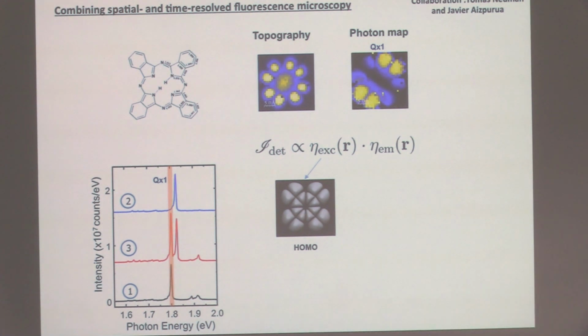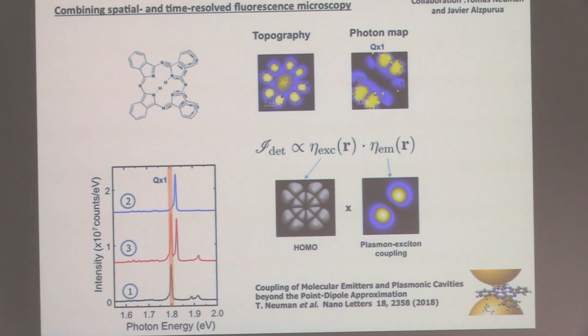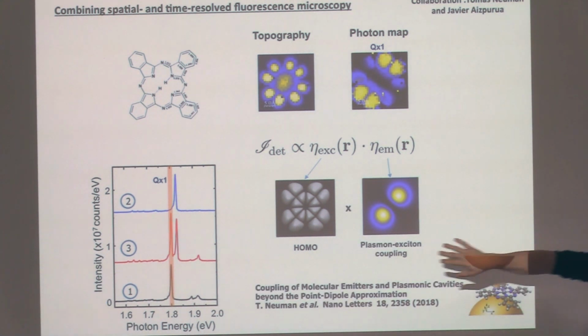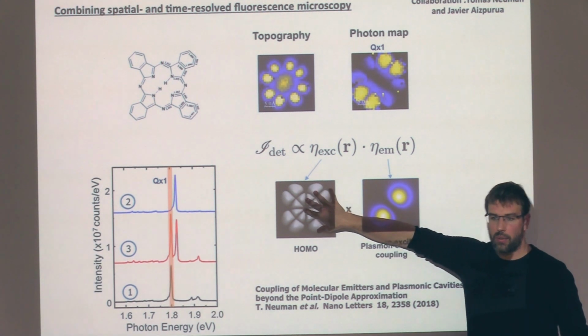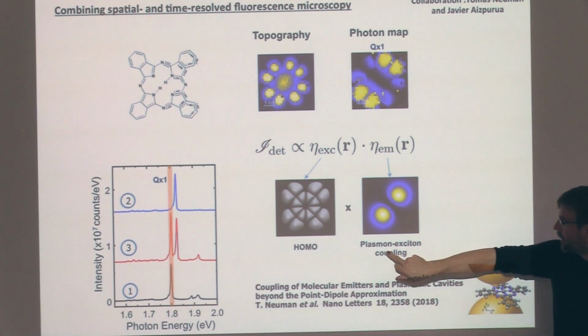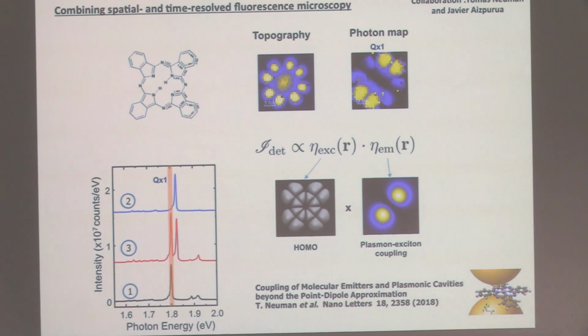And for the second part, which I think is the most interesting for us, because everybody knows that STM can do submolecular resolution, is related to the plasmon-exciton coupling. This allows me to put the molecule in the excited state, and now I have to radiate to emit a photon. And that depends on this plasmon-exciton coupling that Javier just mentioned.